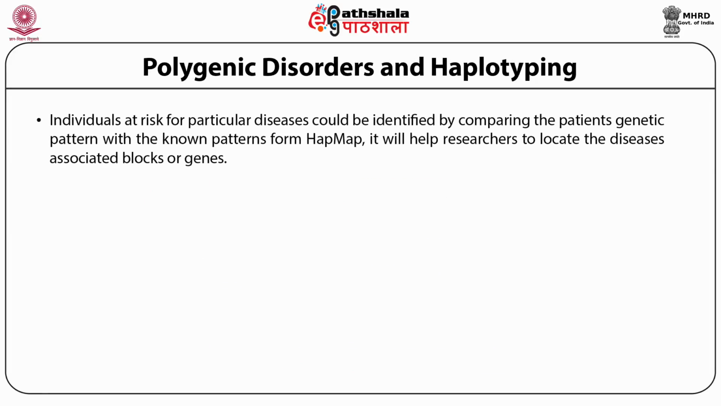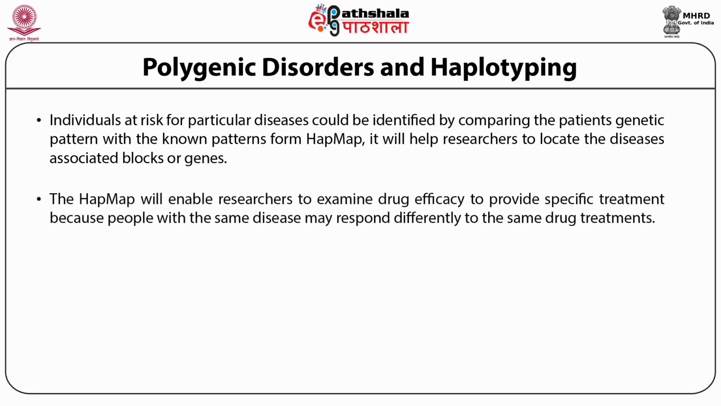Individuals at risk for particular diseases could be identified by comparing the patient's genetic pattern with the known patterns from HapMap. It will help researchers to locate the disease-associated blocks or genes. The HapMap will enable researchers to examine drug efficacy to provide specific treatment, because people with the same disease may respond differently to the same drug treatments. Finally, haplotype mapping will disclose the role of disparity in individual responses to environmental factors.